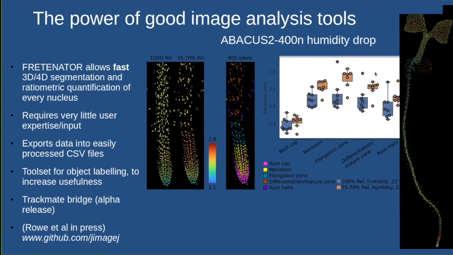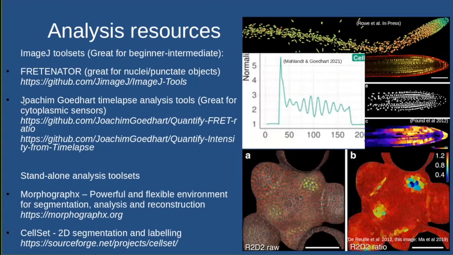Exactly. This is my tool, but there are various others out there. So this is good for punctate nuclei, but there's also stuff out there for working in Python, for example, for quantifying diffuse sensors in cytoplasm and stuff. There's really nice ImageJ tool sets, or even comprehensive tool sets for advanced image analysis, like MorphoGraphX, which gives powerful and flexible segmentation tools.